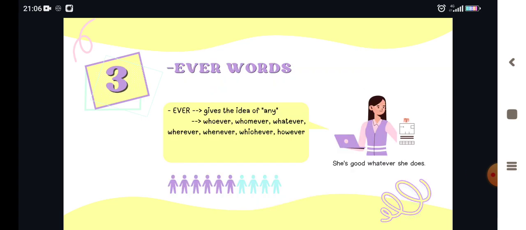Last grammar: ever words. Ever gives the idea of any. When we put ever on whom, what, where, when, which, how, it changes the meaning to any for these WH questions. So let's look at some examples. She's good whatever she does. Maybe she's good in all she does. She's a good worker.